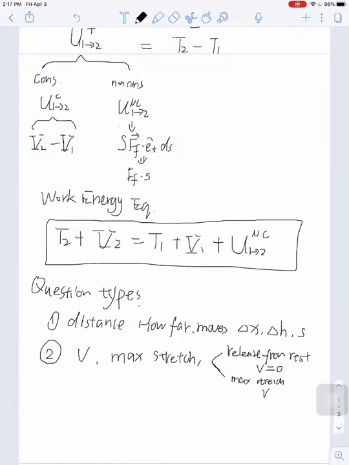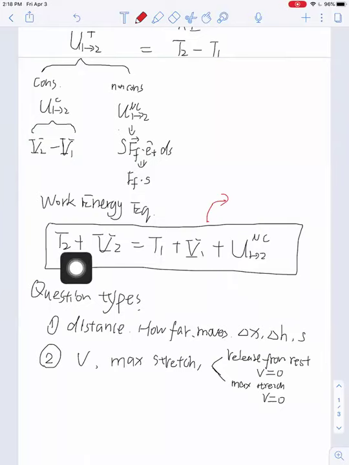Another thing I want to mention is this work energy equation. If you look at all the components here, I don't have vector notation for them. So this is a vector equation. Oh, sorry, scalar equation.